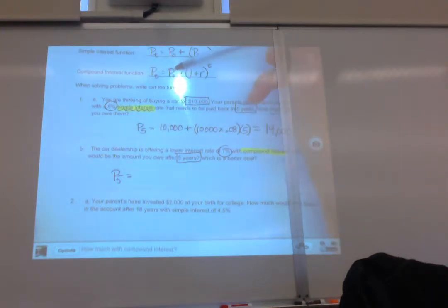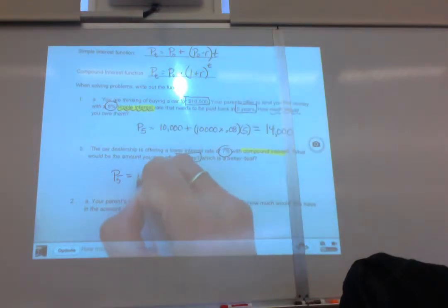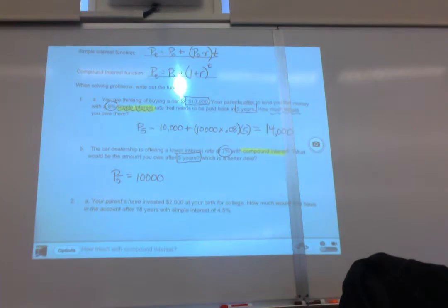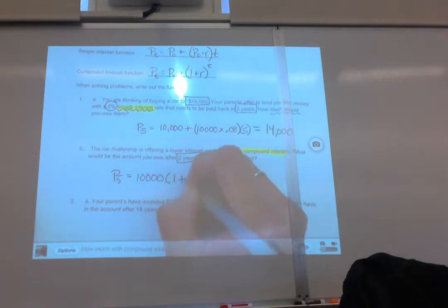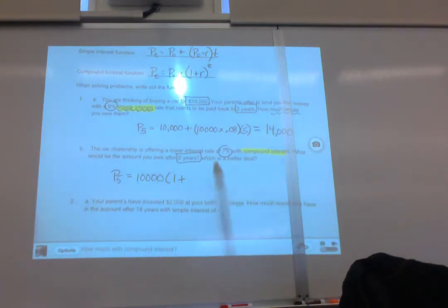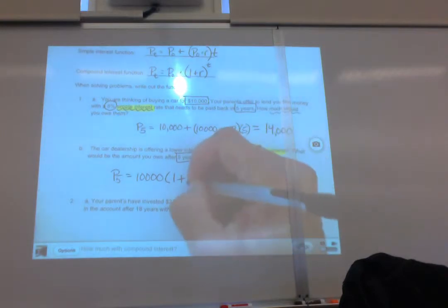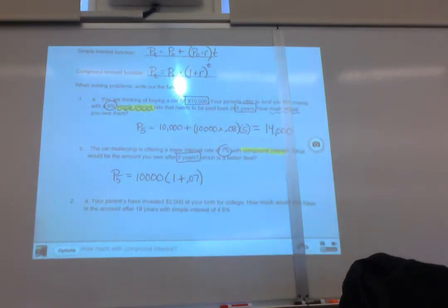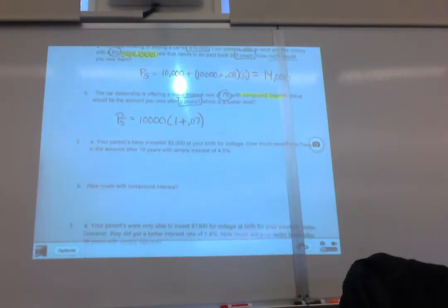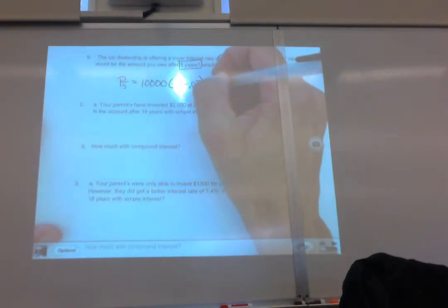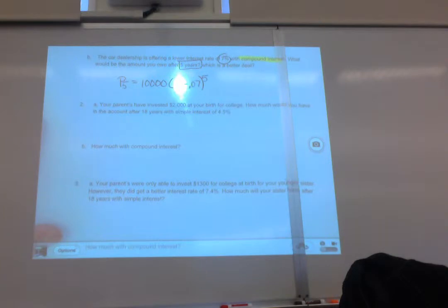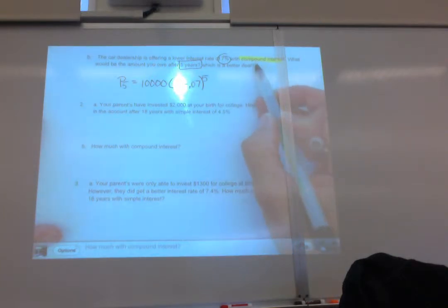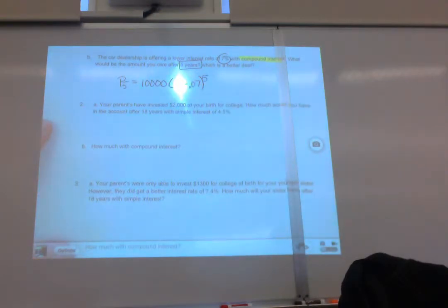P5. P0 is the starting amount, Sam. That car costs $10,000. 1 plus R goes inside parentheses. 1 plus. The car dealership has a different rate. It said 7%, so we write it as 0.07. The T is still 5, but instead of just being multiplied, what do we have to do with that 5? It's an exponent. Okay, so the parents were doing simple interest, the car dealership's doing compound interest. Put that into your calculator. What do we get?